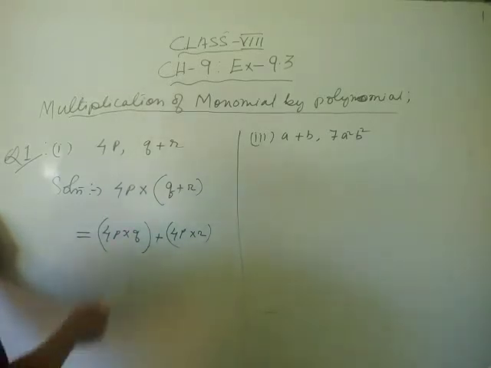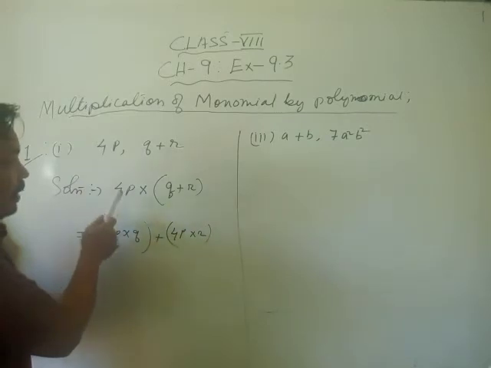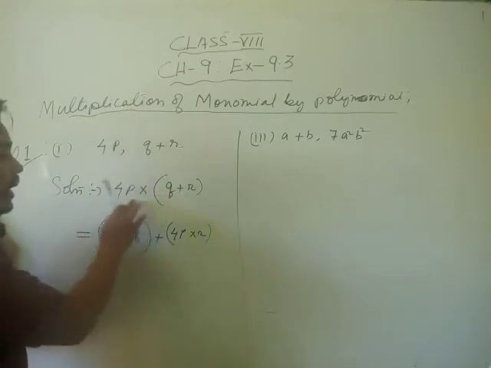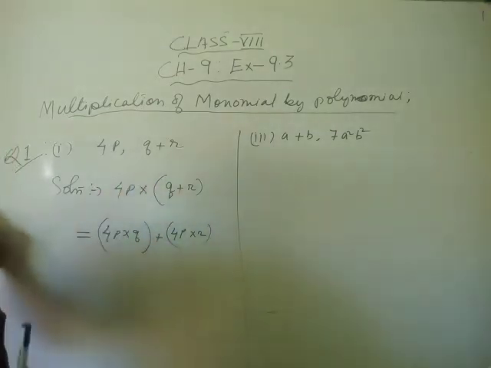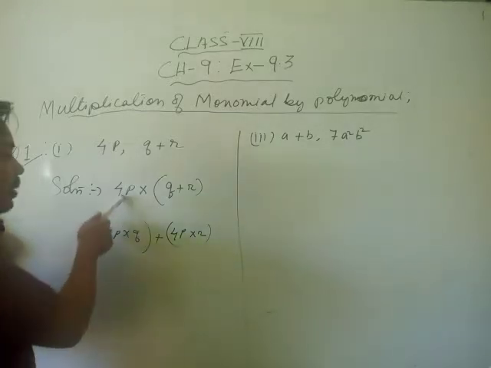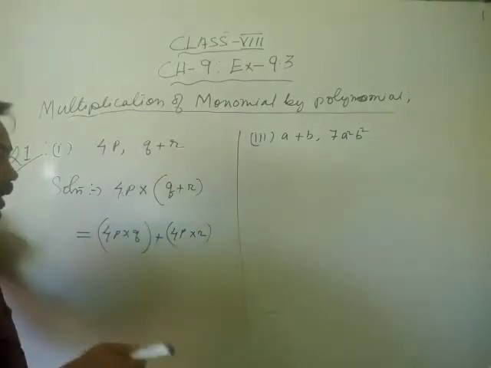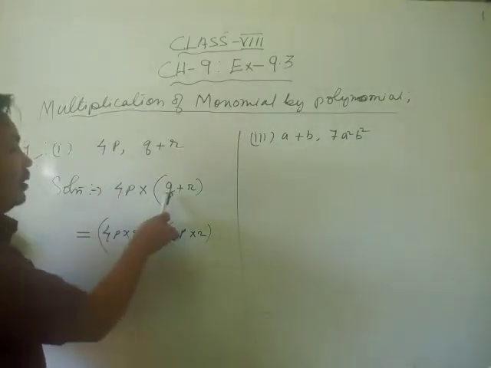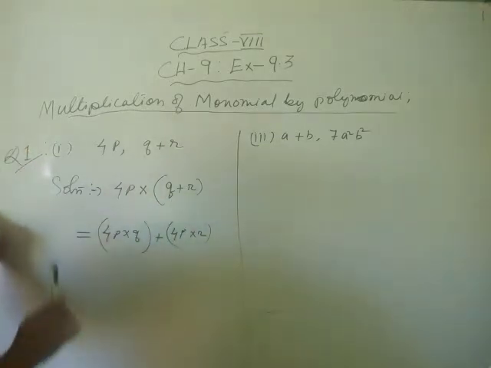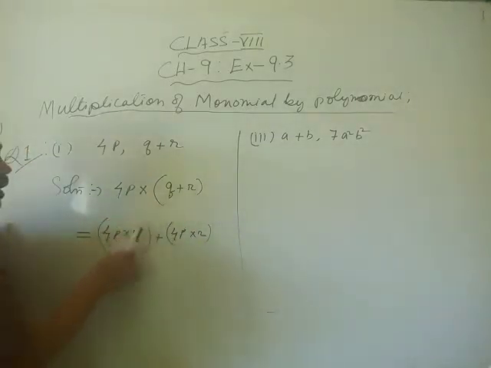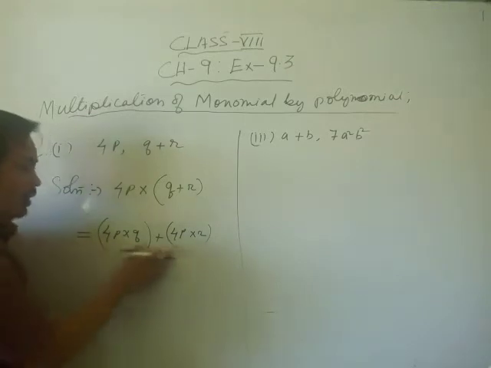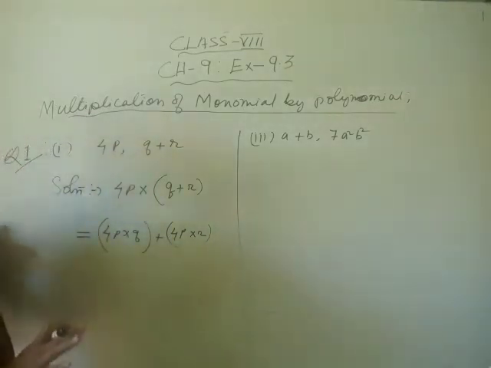Once again, the multiplication of monomial and polynomial is saying that this monomial is to be multiplied again and again with the terms of the polynomial. That's why 4p into q, again 4p into r, and this plus sign will be introduced. And we should keep this in the bracket for some time so that it is clear to us.